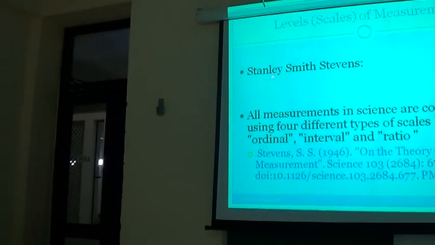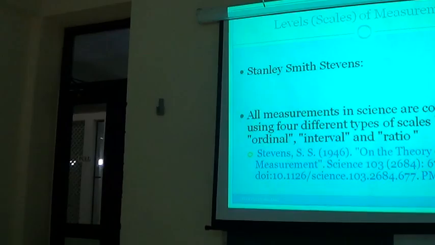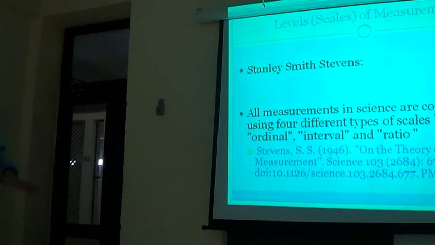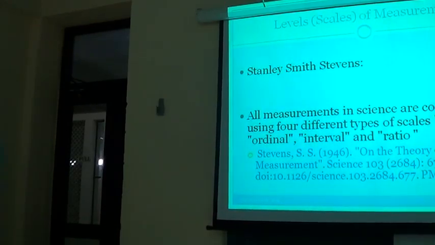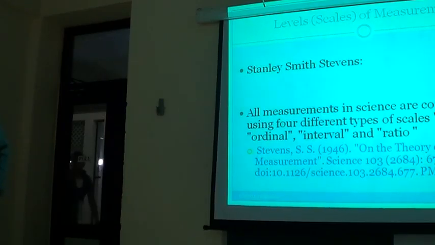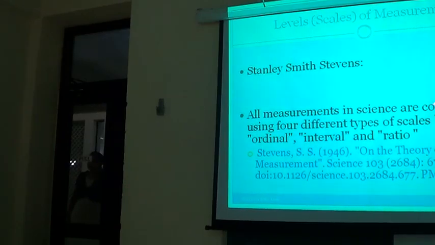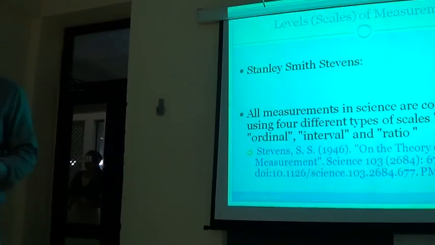This is by a person called Stanley Smith Stevens. In 1946, in his paper on the theory of scales of measurement in science, which is available on the course website, go and download it and have a look. According to Stanley Smith Stevens, all measurements in science are conducted using four different types of scales: nominal, ordinal, interval, and ratio. At least you should know the difference between nominal and the rest. Ordinal, interval, and ratio you can treat together. But nominal you should know, what makes nominal set apart from the rest. That's very important.